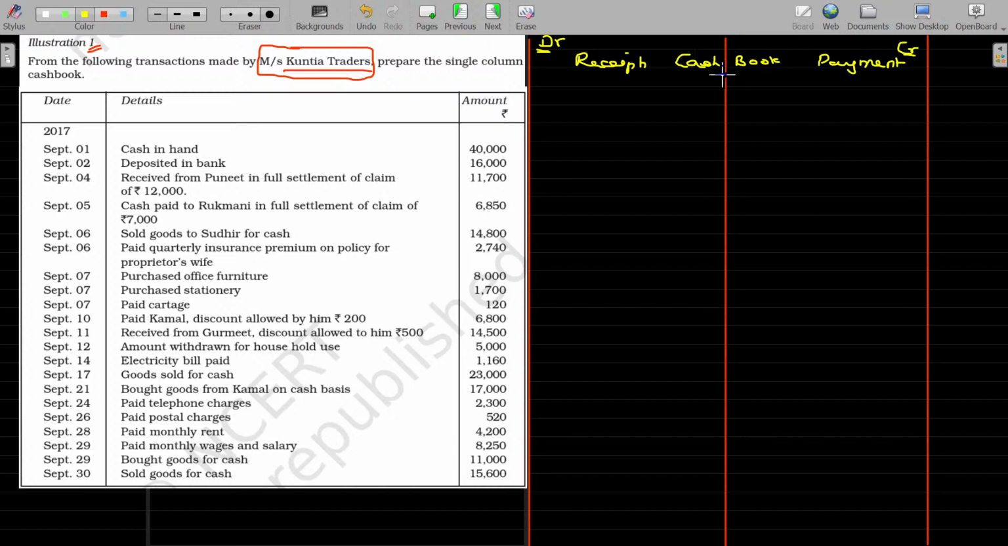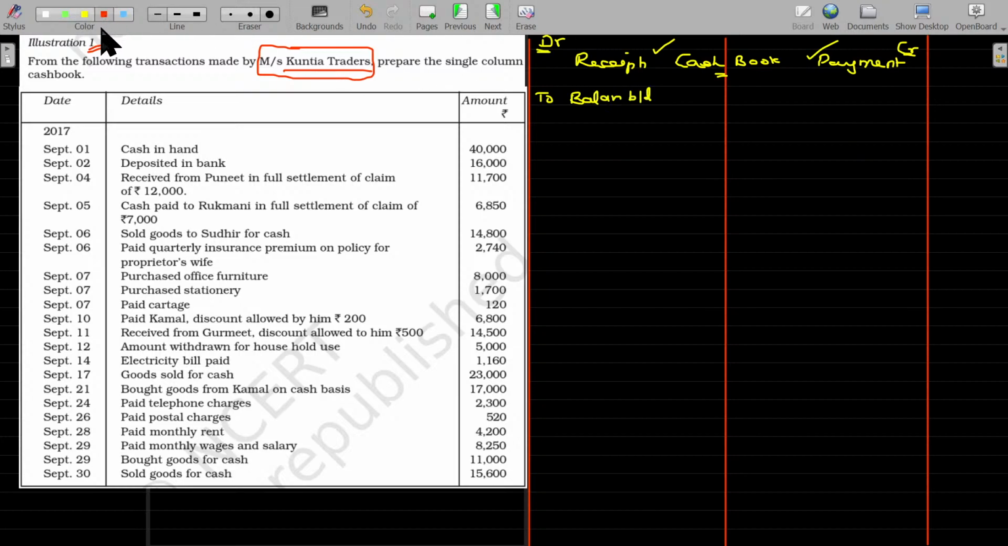Now, in this cash book, what are the receipts? Anything by way of cash will be posted in the receipt side. In the case of payment, that will be posted in the payment side. That's all. Whenever there is an opening balance, it will start with the balance brought down. Usually the cash book will have a debit balance, so the balance will be in the debit side. We usually start with this one, balance brought down.